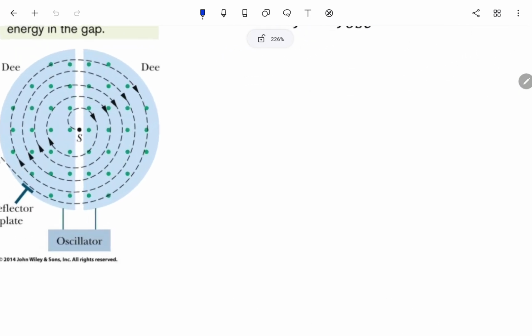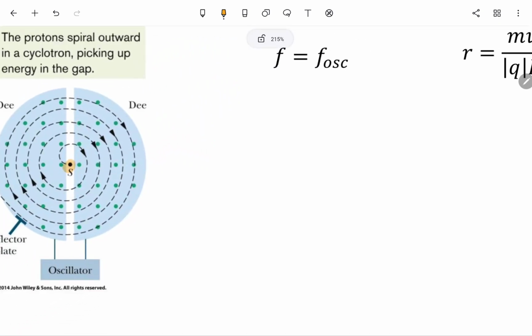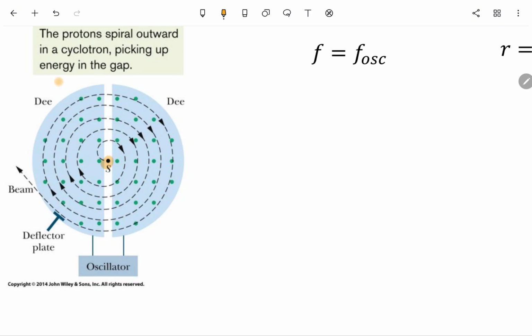It starts from the center. This is the source, S is the source. So how does it work? Here we have two disks, two semicircle disks, 有两个半圆形的盘子吧，那大概是这种结构啊. And then we have a small gap in between. Here we have some function between this region, but the idea is starting from the source.